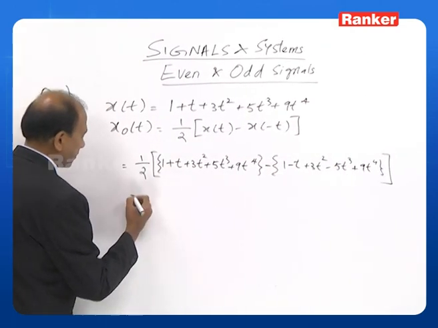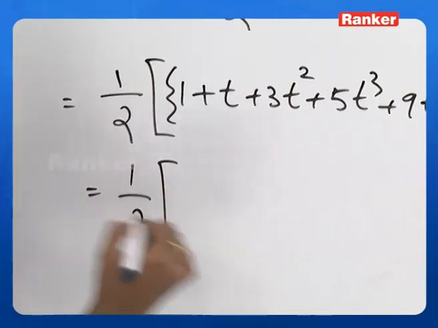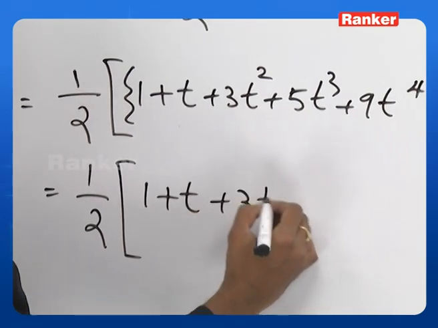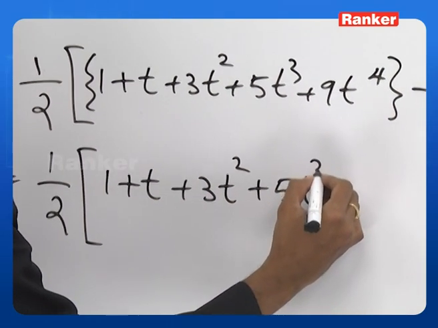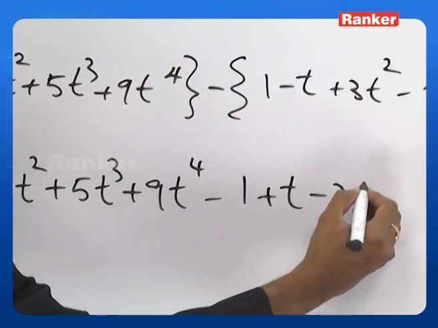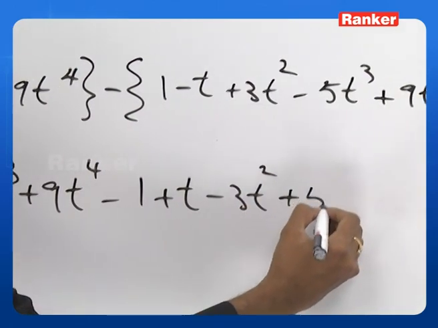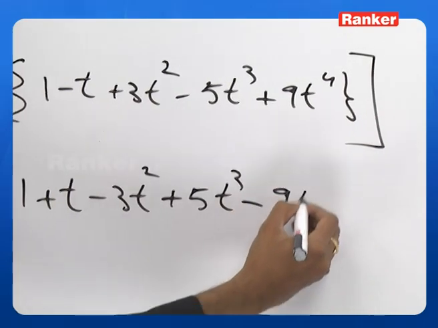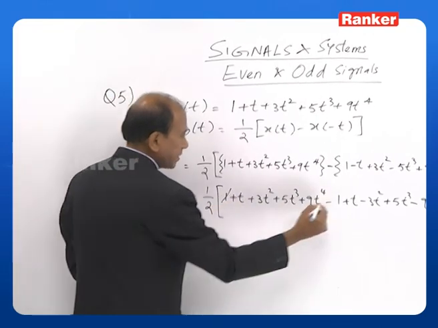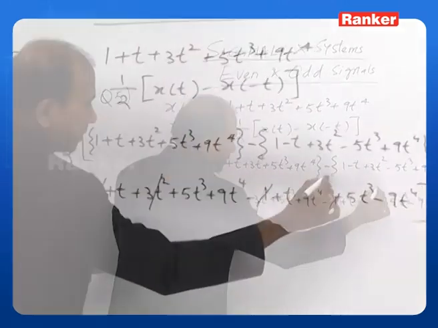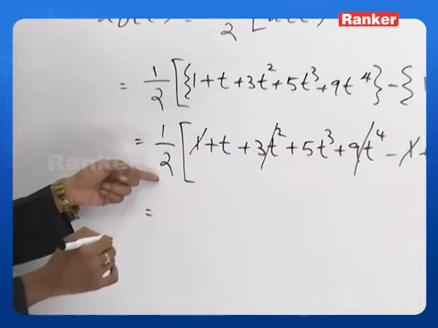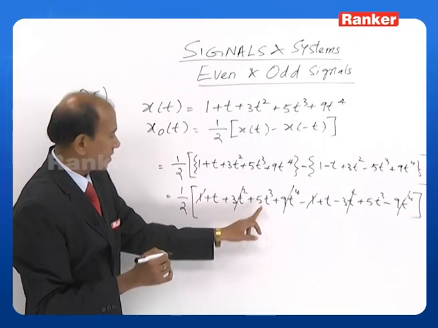Okay. Now, let us subtract this. So, you will get half of (1 plus t plus 3t square plus 5t cube plus 9t to the power of 4) minus (1 plus t minus 3t square plus 5t cube minus 9t to the power of 4). Okay. Now, this gets cancelled, this gets cancelled, and this gets cancelled. So, the odd components are half of 2t plus 10t cube.